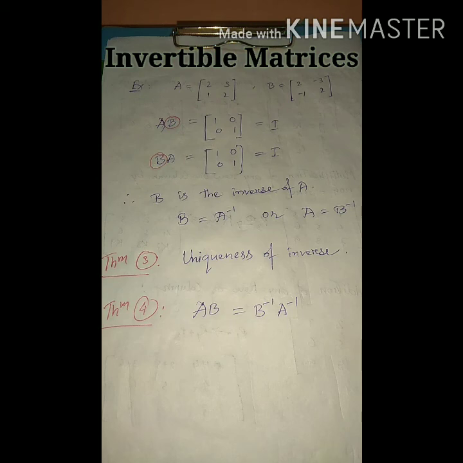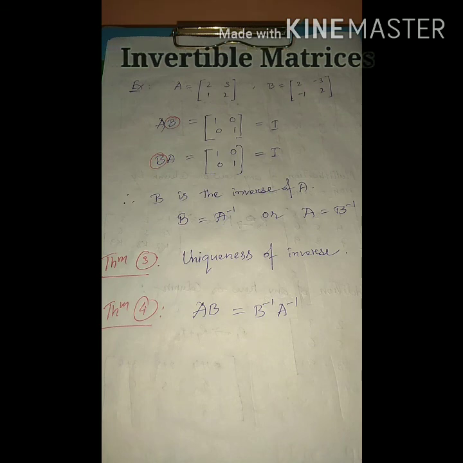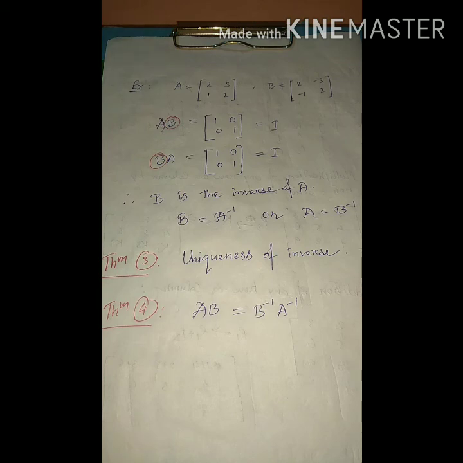Okay, now you see theorem number 3, which is given in your book, page number 91, uniqueness of inverse. Uniqueness of inverse means for one matrix, a unique inverse we get. That means for a matrix we get one and only one inverse. Is it clear? This theorem is given in your book, you can see from there.